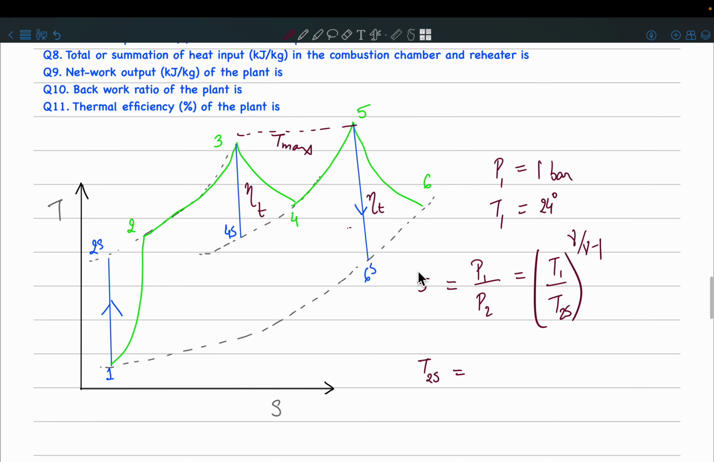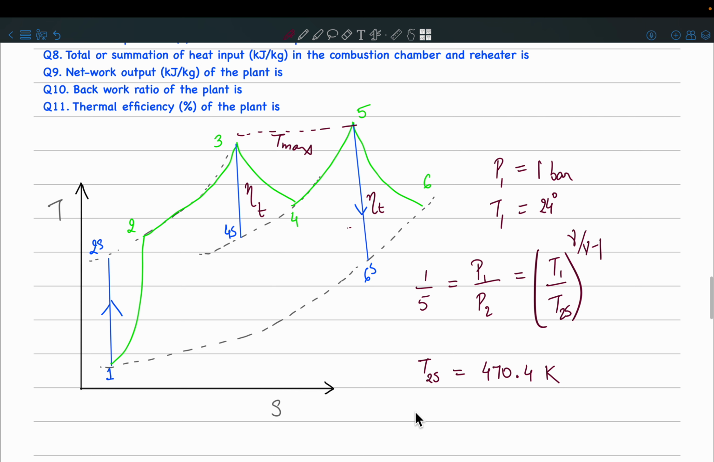Oh, sorry, it should be 5 to the power minus 1. Right. Thank you. Probably write it more carefully. So this is 1 by 5. Okay, so what is T2s here? Okay, 470.4 approximately.